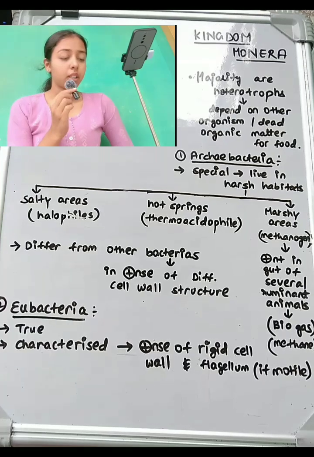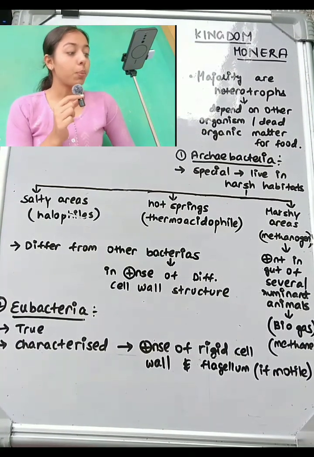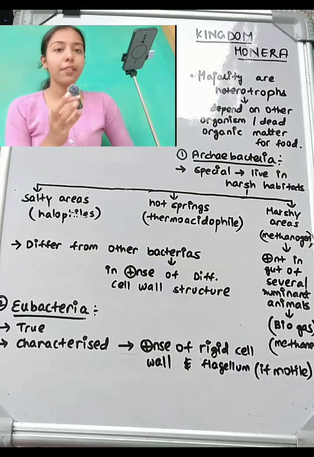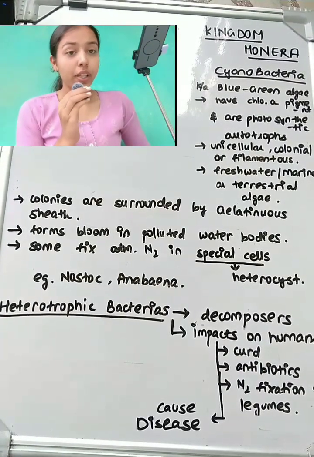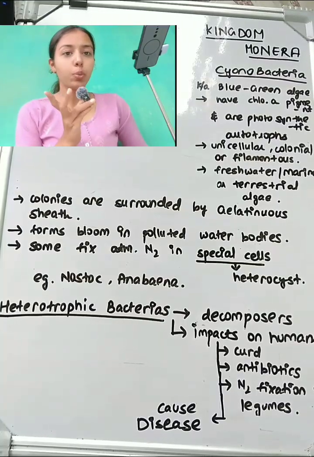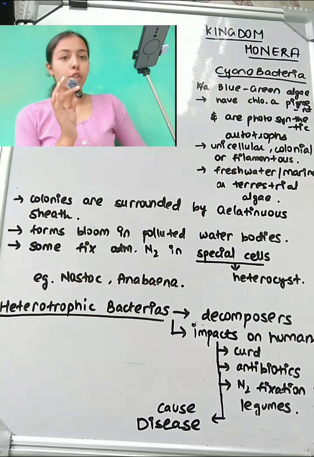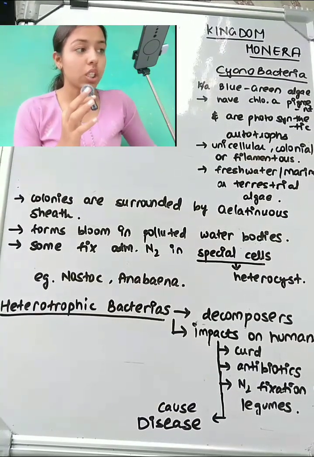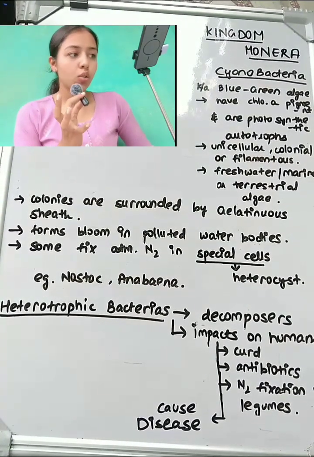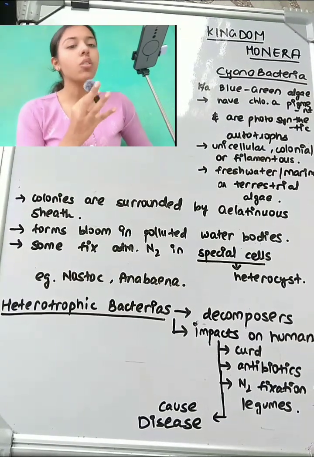Eubacteria, the second group, are true bacteria. They are characterized by the presence of a rigid cell wall and flagella if they are motile. Now we study cyanobacteria, that is blue green algae, under eubacteria. They have chlorophyll a pigment, which is similar to that of higher plants, and they are photosynthetic autotrophs. They are unicellular, colonial or filamentous, freshwater, marine or terrestrial algae.